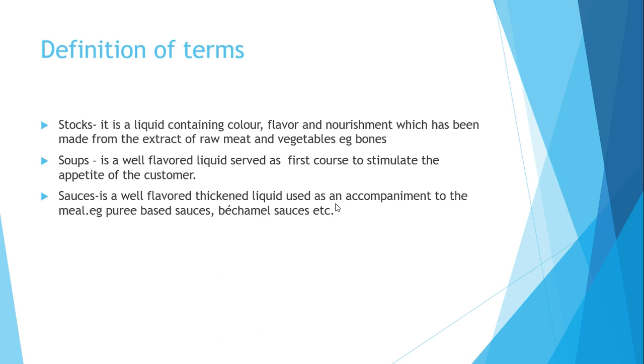Then we have another term which is sauces. It's a well-flavored thickened liquid used as an accompaniment to the meal. For example, we have puree-based sauces. We have bechamel sauces, and under bechamel sauces we have white sauces and also brown sauces. These sauces can come from vegetables and also meat, so it depends on the customer's preference.